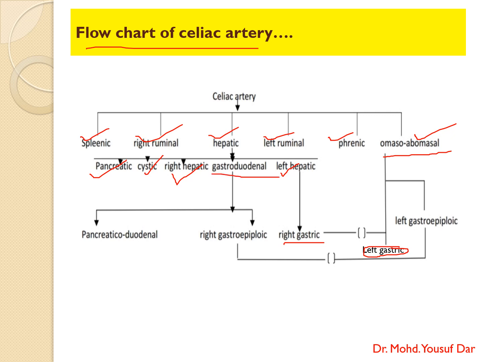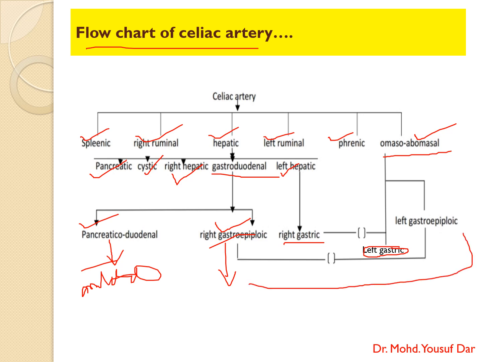Then the gastroduodenal artery. The gastroduodenal artery divides into the pancreaticoduodenal and right gastroepiploic artery. The pancreaticoduodenal artery supplies the pancreas and duodenum, and finally it anastomoses with the anterior mesenteric artery. While the right gastroepiploic supplies the pylorus, and this anastomoses with the left gastroepiploic artery, which is a branch of the omeso-abomasal artery. So this is the flowchart of the celiac artery.